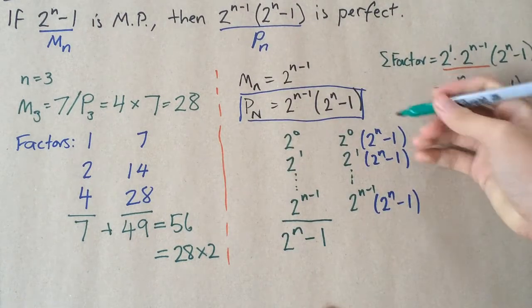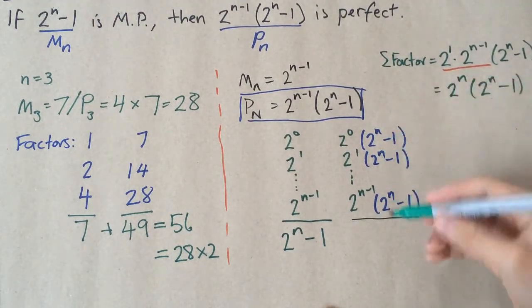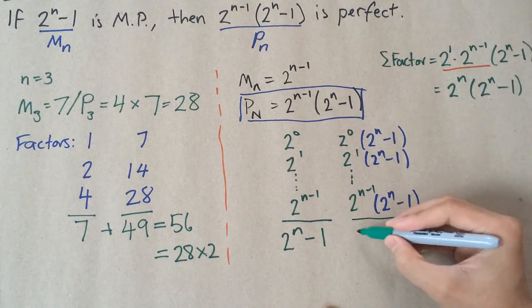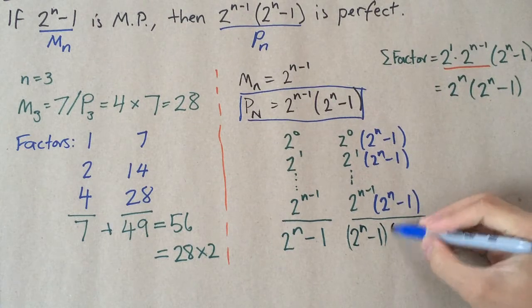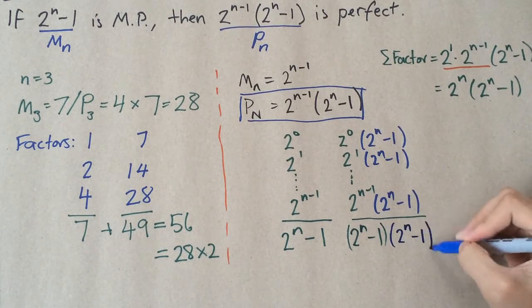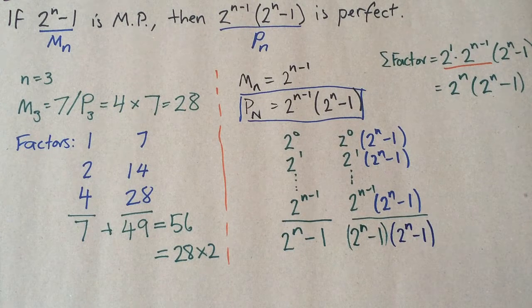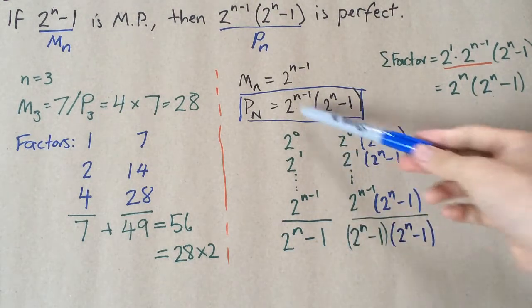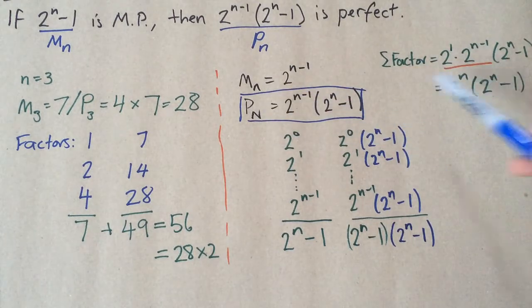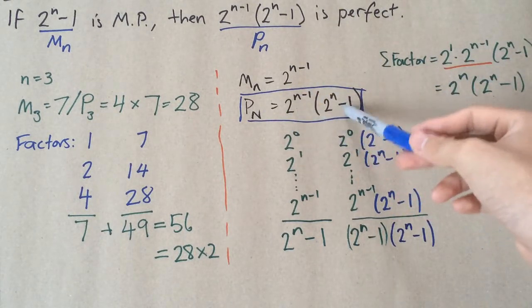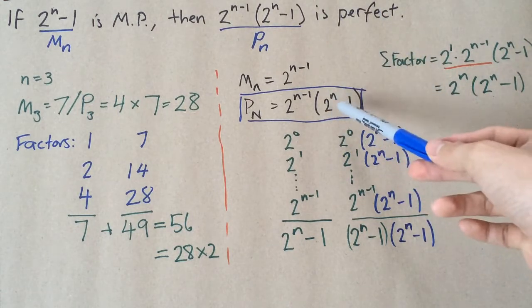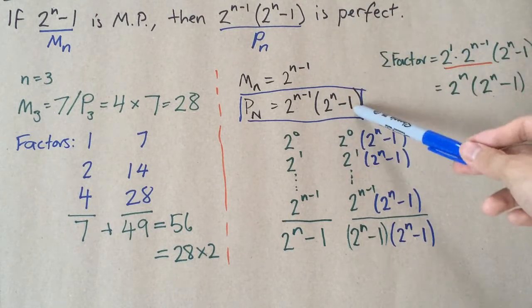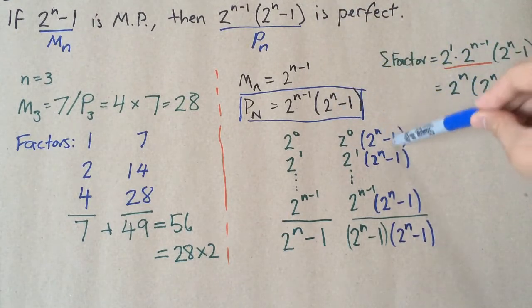And then when you try to add all these up, you would get the same thing, which is 2 to the power of n minus 1, but then you would still have to multiply by the extra 2 to the power of n minus 1 there. Now, these are all the factors of this bit, if this bit were to be a Mersenne prime. Now, I'm just going to point this out: if this bit, the 2 to the power of n minus 1, weren't to be a Mersenne prime, then there would have been extra factors. There would not have been just one of these factors.